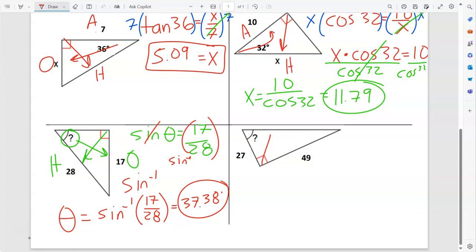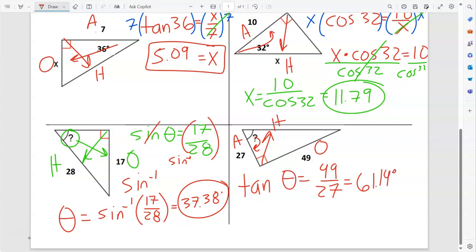Last one, my hypotenuse, we don't care about it. This is my adjacent, and this is my opposite. So we get tan theta of 49 over 27. Inverse tan of 49 over 27 gives me 61.14 degrees.